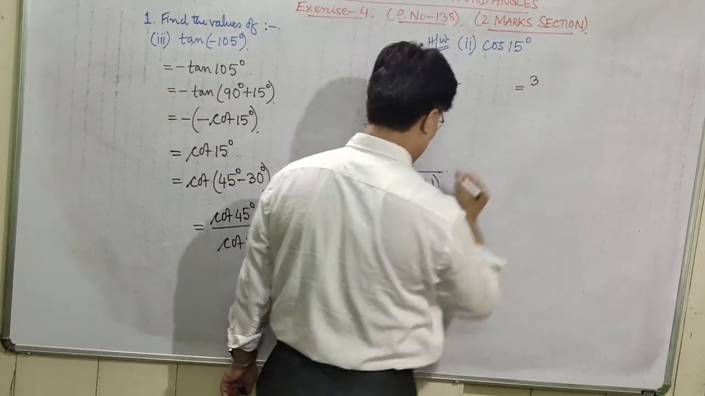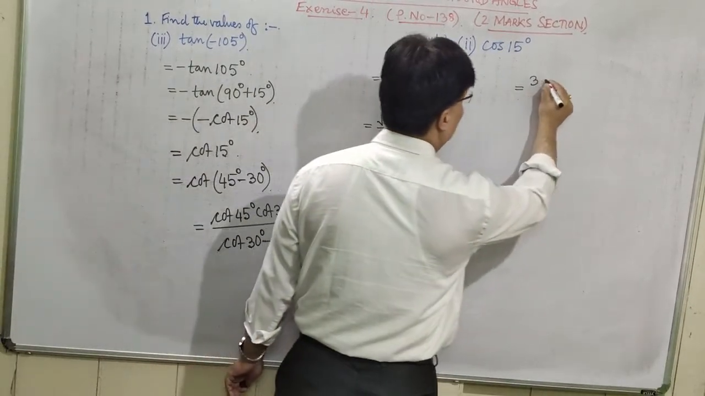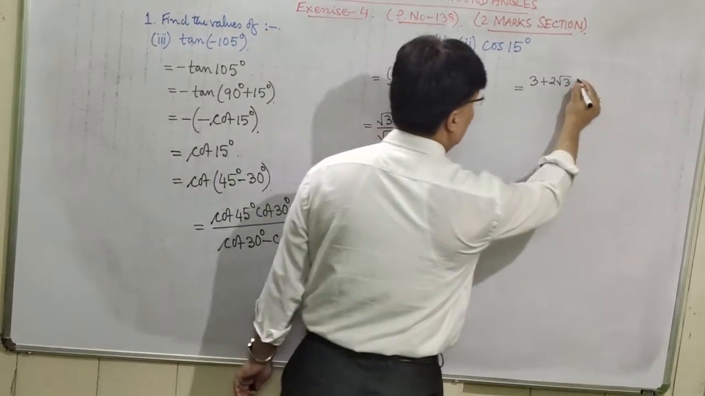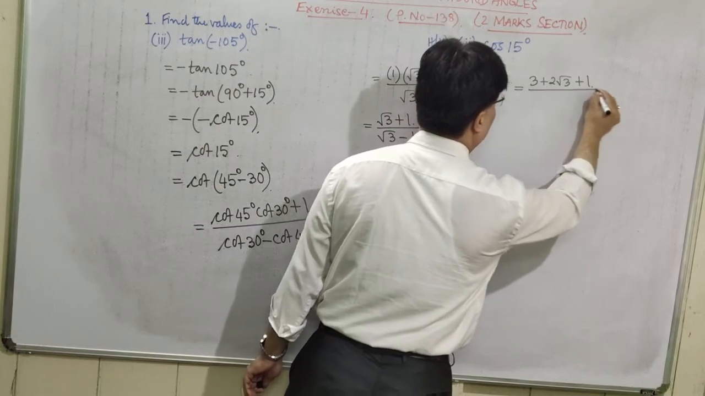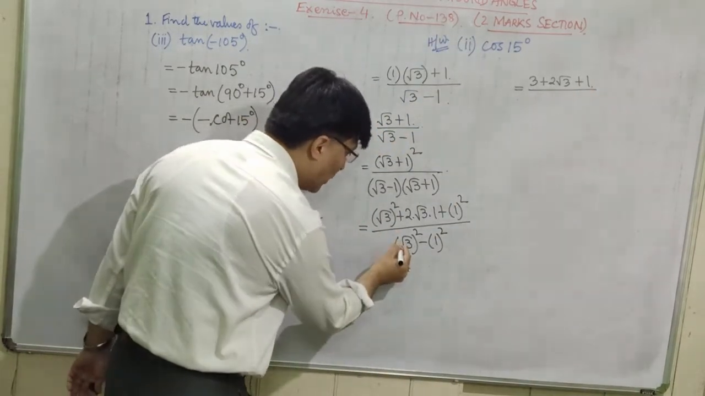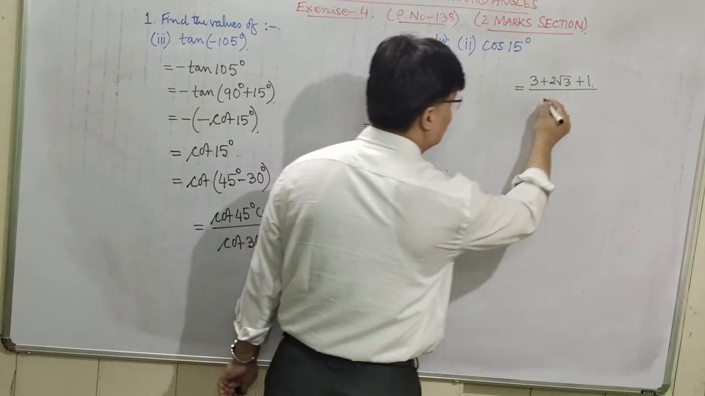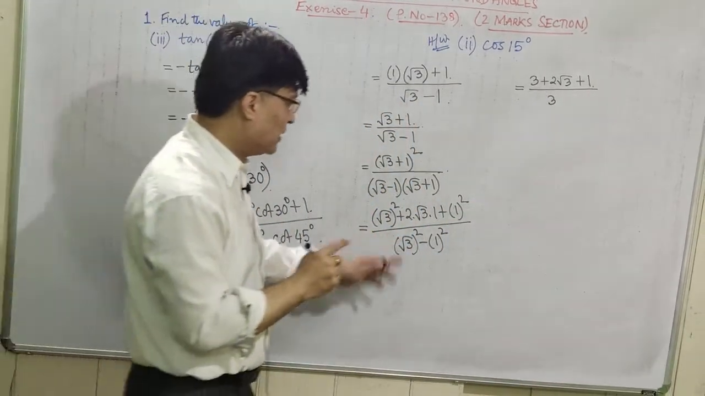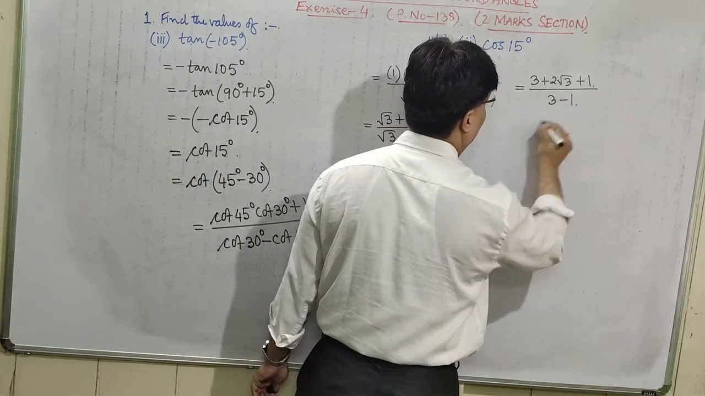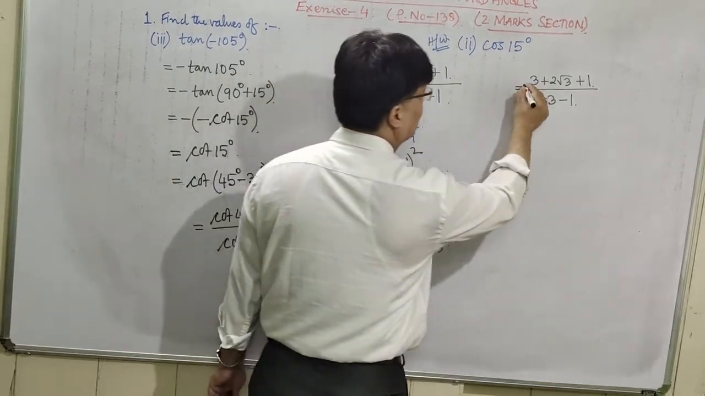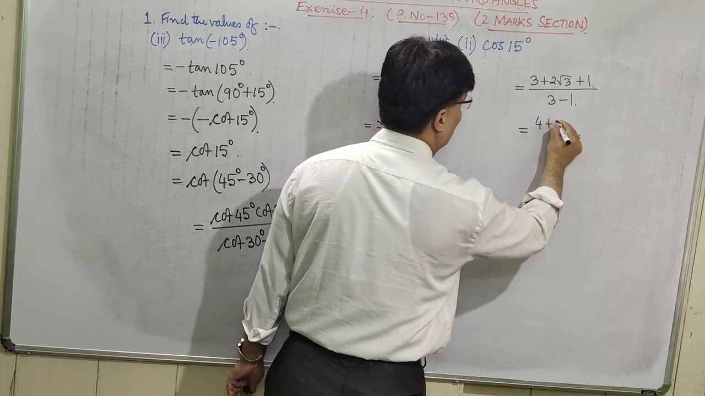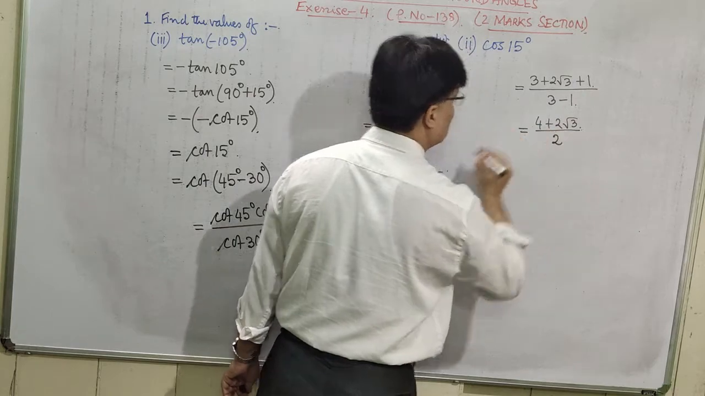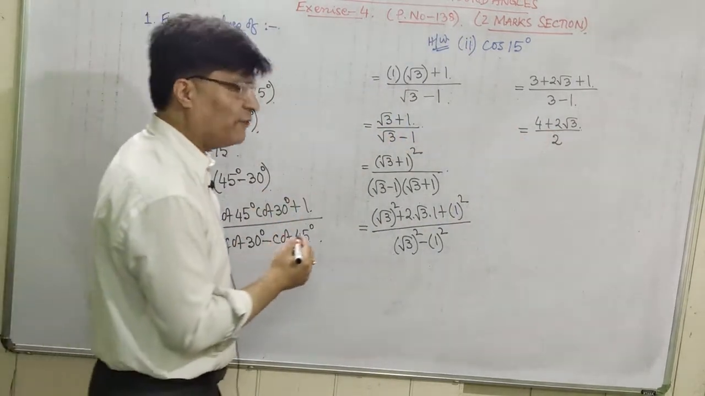So which is equal to, now, what is root 3 whole square? That is 3 plus 2 root 3 into 1 plus 2 root 3, then plus 1 whole square is 1, divided by, in the denominator, root 3 whole square is root 3 into root 3, root 9, which is equal to 3. Then comes minus 1 whole square is 1. So which is equal to 3 plus 1, you can add them, 4 plus 2 root 3 divided by 3 minus 1 is 2. Again you can simplify it further.